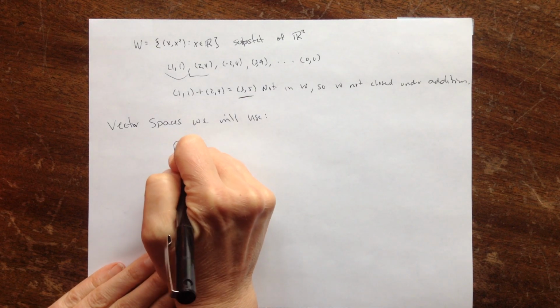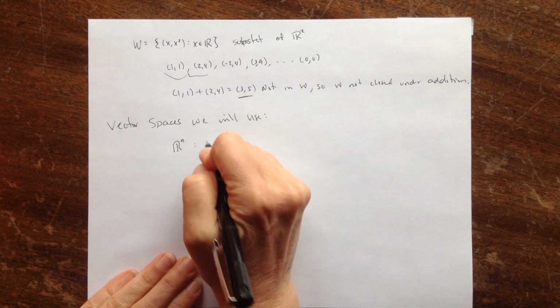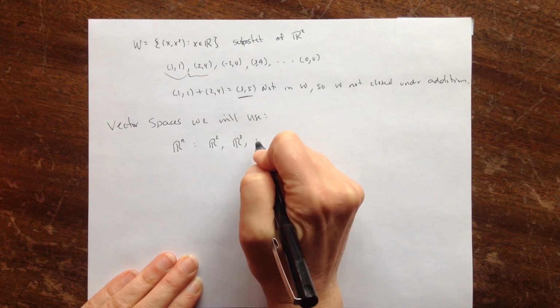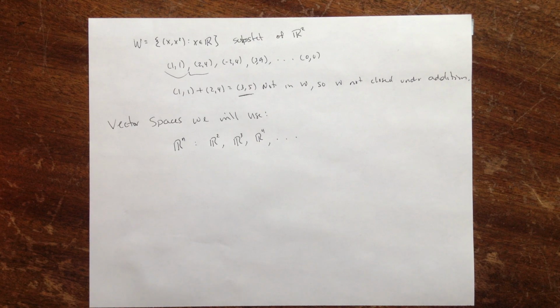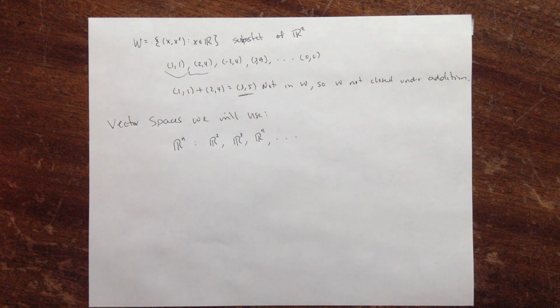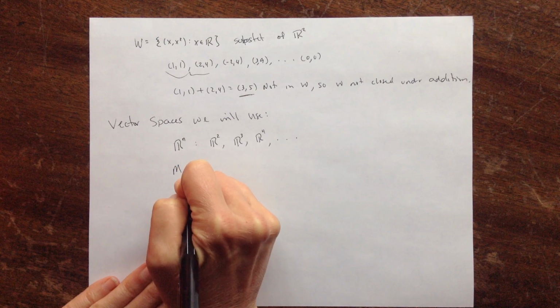There's Rn. So we've been dealing with R2. That's a plane. This is three-dimensional space. This is four-dimensional space. So all those are vector spaces, and in the case of Rn, it's just ordered n-tuples. So this is ordered pairs, ordered triples, ordered quadruples, and so on, with the standard operations, are all vector spaces.